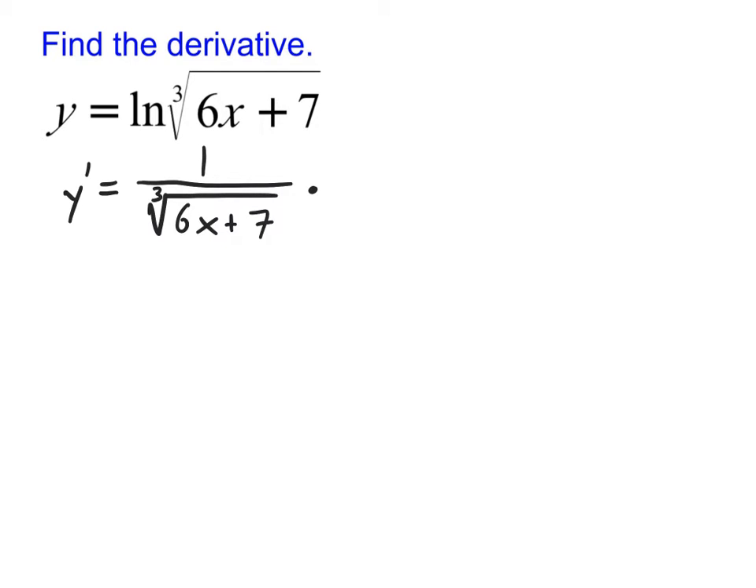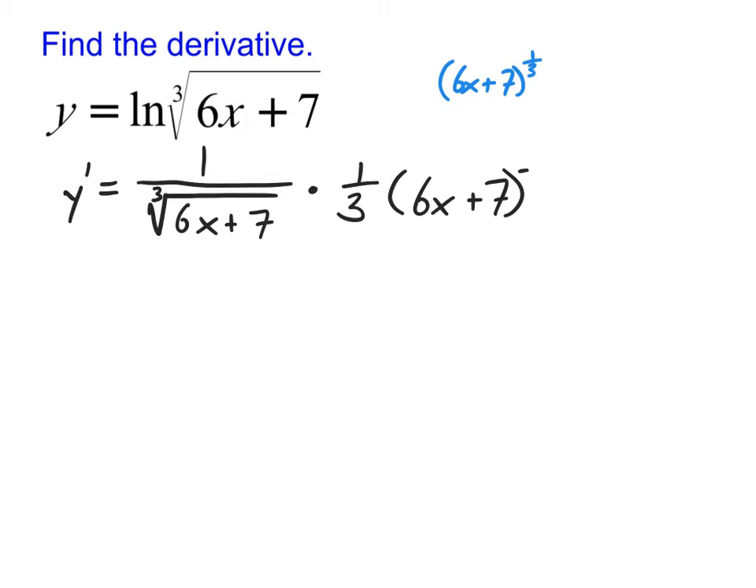Now, in order to find the derivative of the cube root, please remember that cube root is going to be the same thing as 6x plus 7 to the power of 1/3. And so I'm going to take the 1/3 out front. Let's actually just go ahead and put this into our problem. So it's going to be the 1/3 out front. The same stuff on the inside, 6x plus 7. And that's going to be to the power of what in our derivative here?